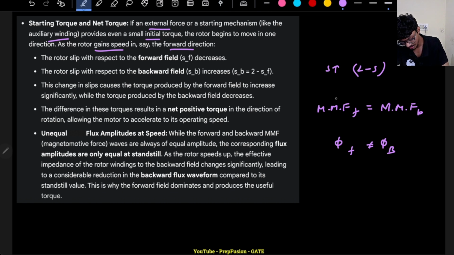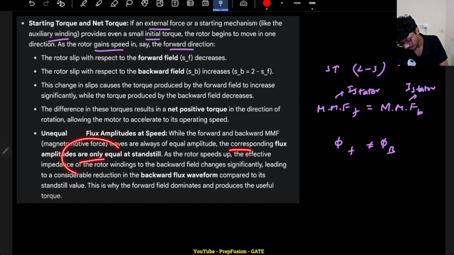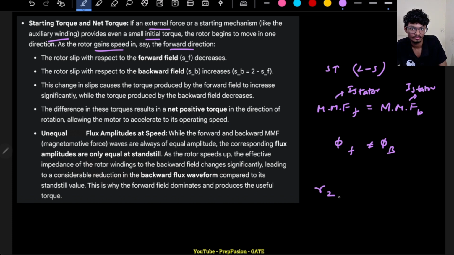MMF depends on the stator current and the turns, right, which is the same magnitude, because the magnitude of the stator current is the same, right? So this will not change. Number of turns also will not change. It's a mechanical parameter. The corresponding flux amplitudes are only equal at standstill. Why? As the rotor speeds up, the effective impedance of the rotor windings to the backward field changes. Because do you remember what was the rotor resistance with respect to slip? It was R upon S.